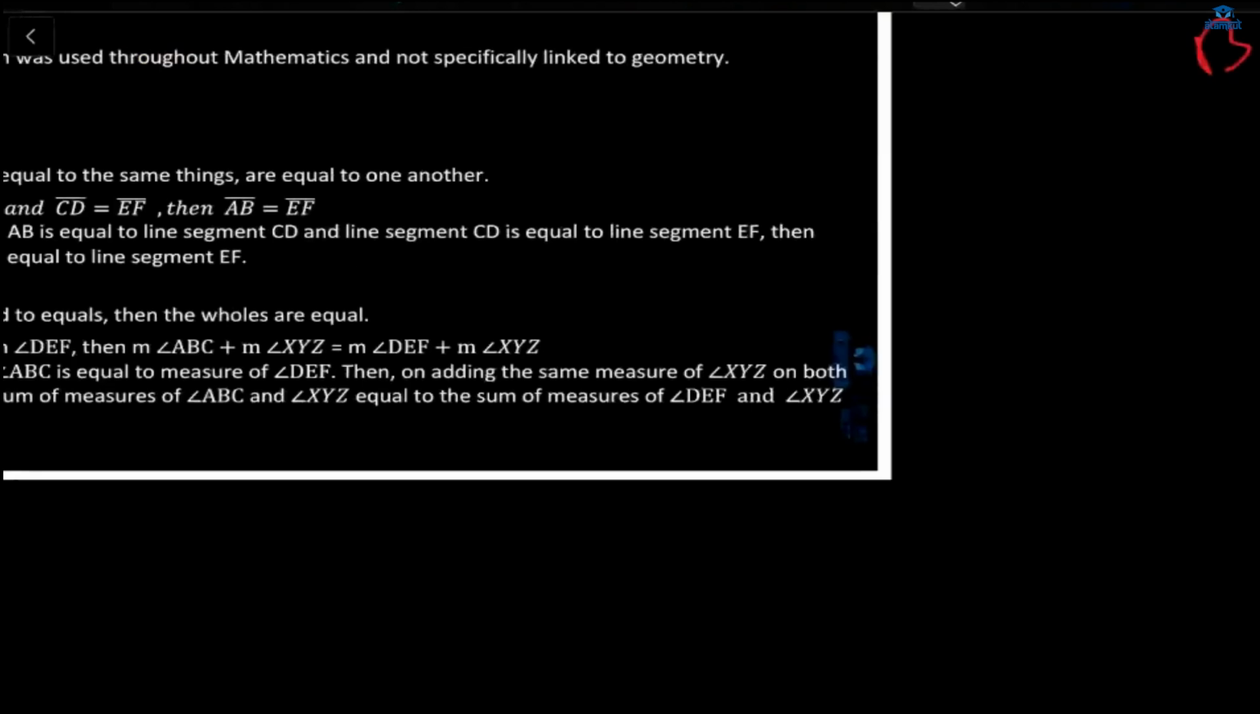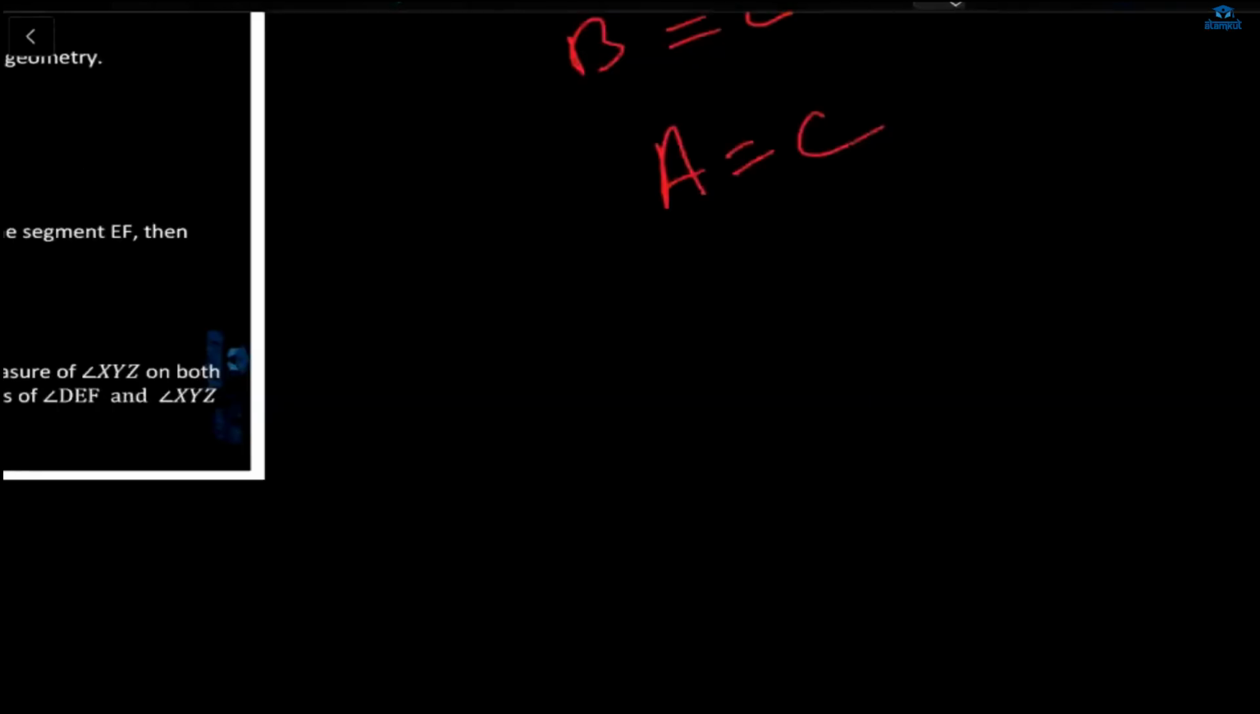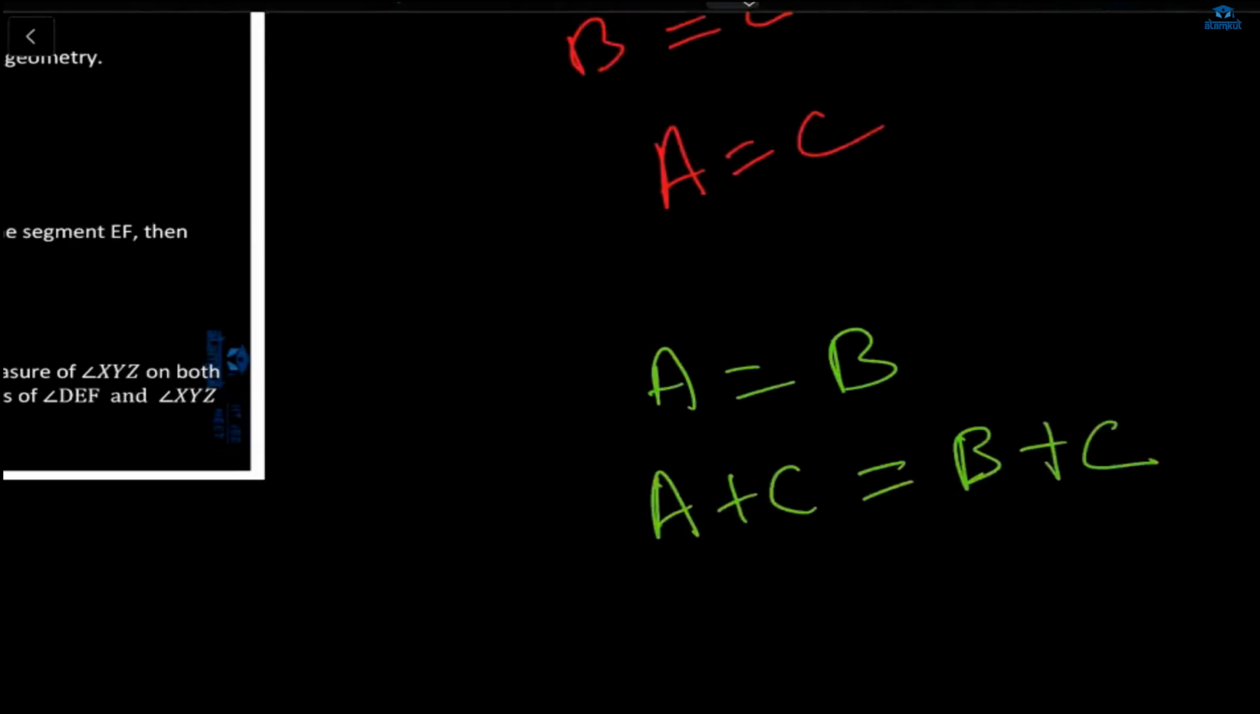Now, if I'm saying here the next statement that if A is equal to B, so it is telling that A and B are both equal. Now, if I'm adding C on both the sides, will A plus C be equal to B plus C or not? I'm asking a question.